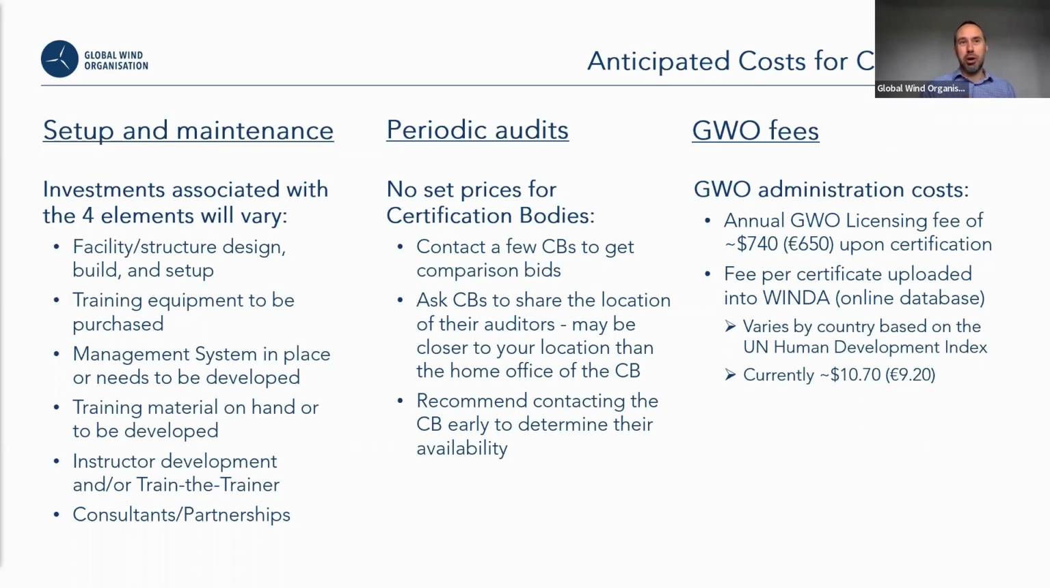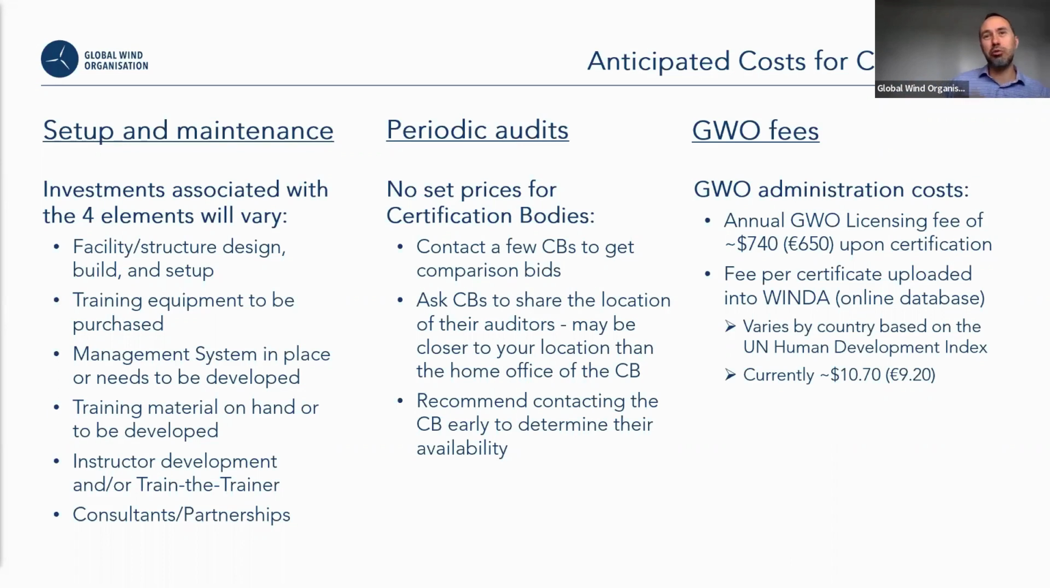That could be purchasing a facility, doing your structure design, building your structures and setting up all your components. What kind of equipment do you need to purchase? Harnesses, lanyards, fall protection, emergency descent devices, etc. Do you have management systems in place, or do you need to develop them from scratch? Do you have training material already developed, or do you have to work with training developers, either within your own organization or maybe outside your organization, to get the training material up to the GWO standards? And how are you going to develop your instructors, or do you train the trainers? And then the final piece of that is you might consider utilizing external consultants or partnerships, and there's a cost associated with that. I'll talk about that in a little bit.